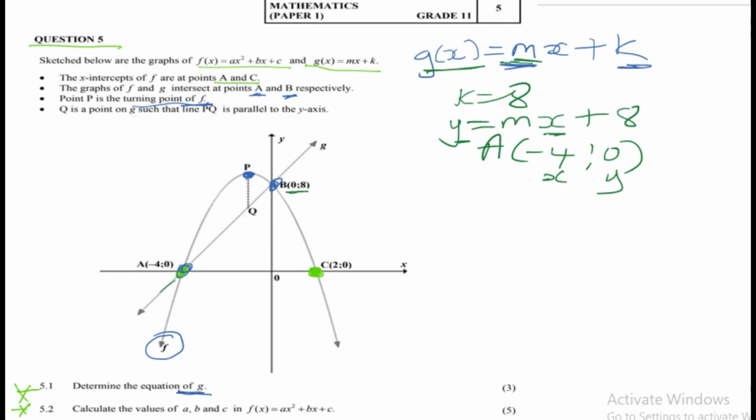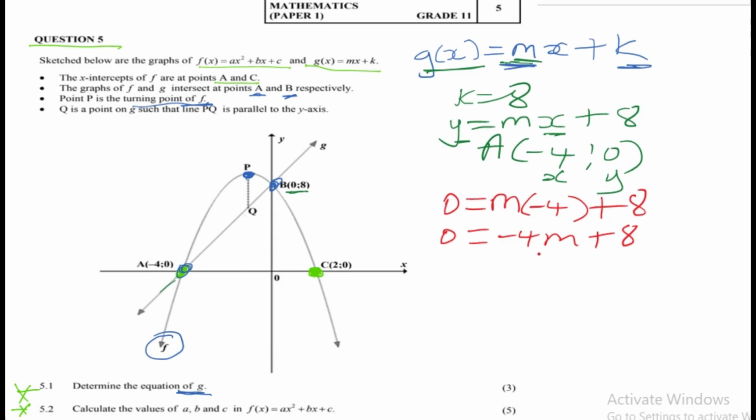So let us work now. Where I see y, I'm going to write 0. Where I see x, I'm going to write -4. Here is my y, so I write 0. And then I've got mx. Where I see x, I write -4. Then plus this 8. So we have got 8 there. Now we will have 0 is equal to -4m plus 8.